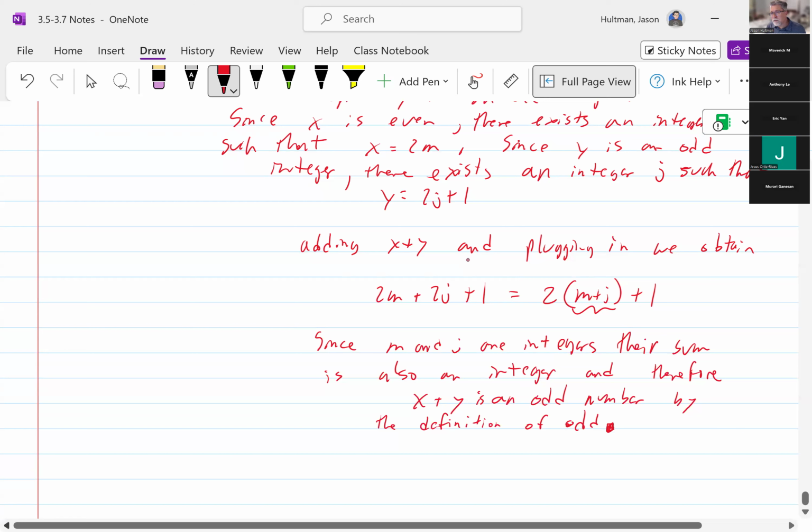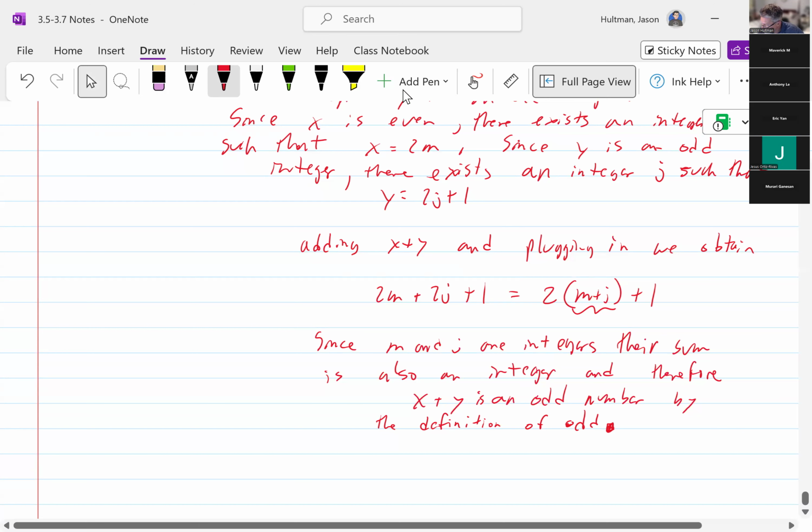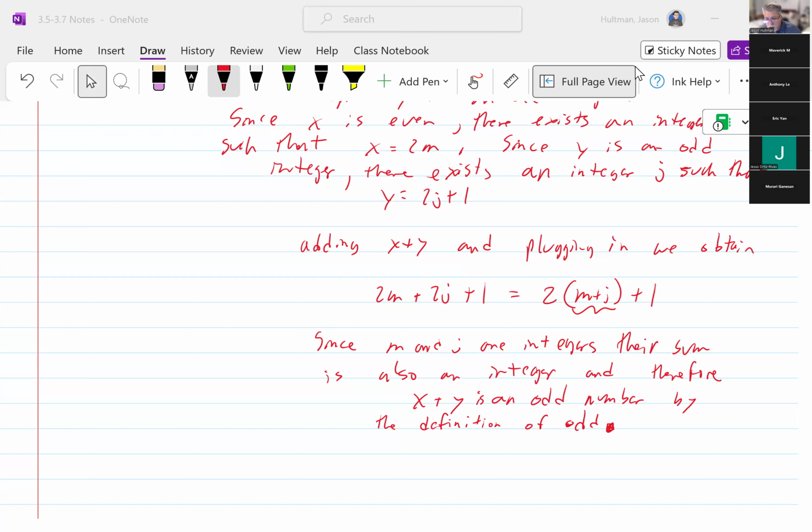Okay. And again, we could have broken it up into two cases, let x be even, y be odd, and then let x be odd and y be even, but it wasn't necessary. Without loss of generality, we can combine two cases into one. Okay, and with that, that is 3.7.